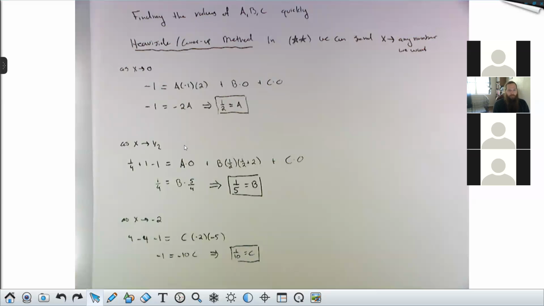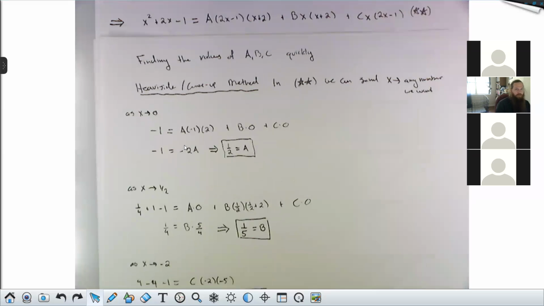Where do you get the numbers from? Where you send x to? They are the values of x that will make these factors 0. So the 1/2 I chose because of the 2x minus 1 factors. The 0 I chose because of the x factors here. And the negative 2 I chose because of the x plus 2 factors. So the numbers here that we're going to send x to are the numbers that will, one at a time, make each of the factors from the original expression 0. Make sense?